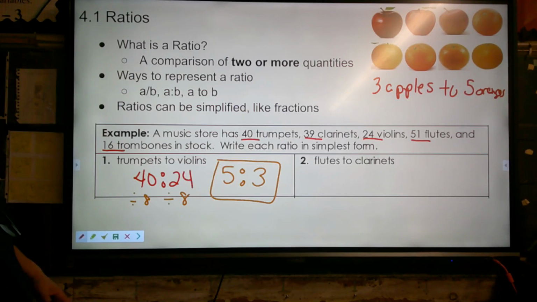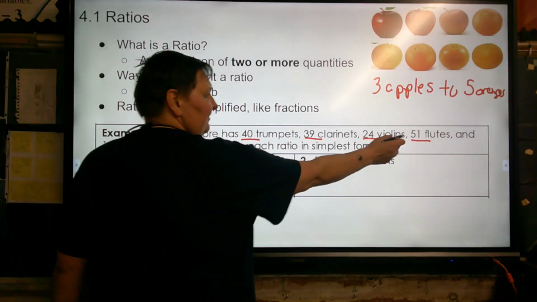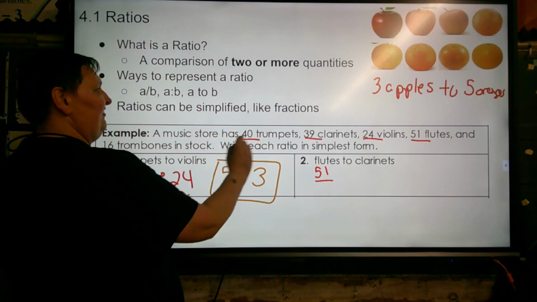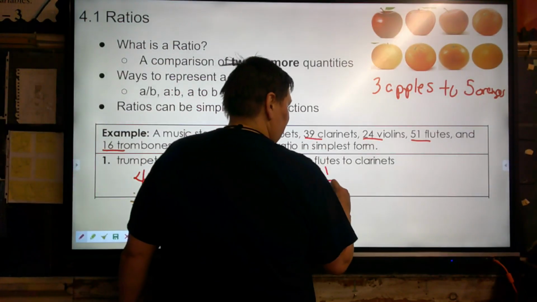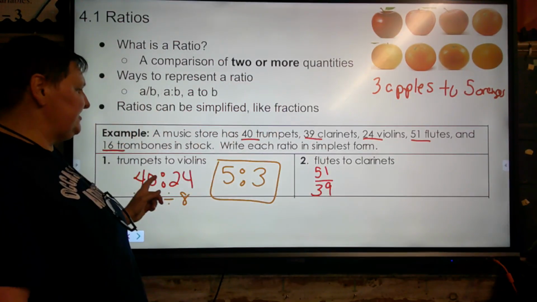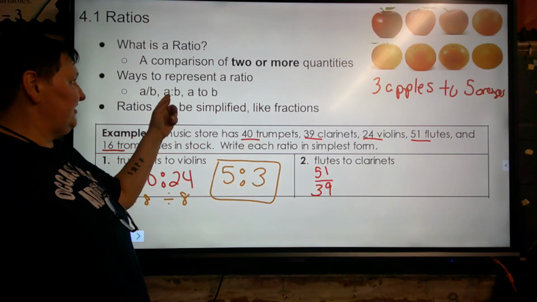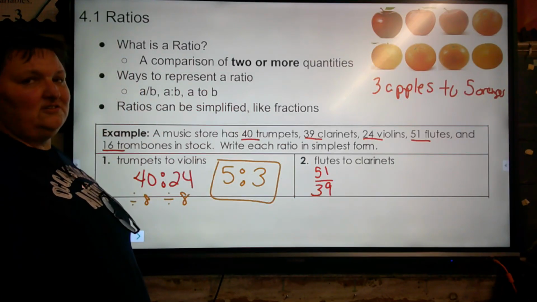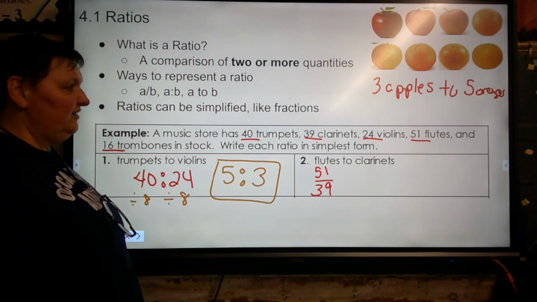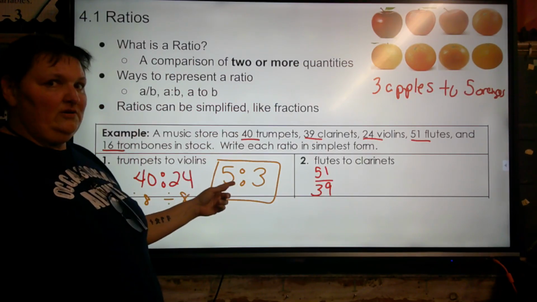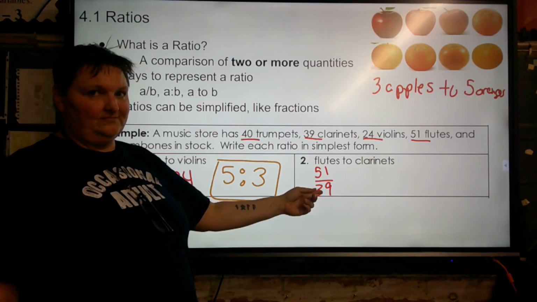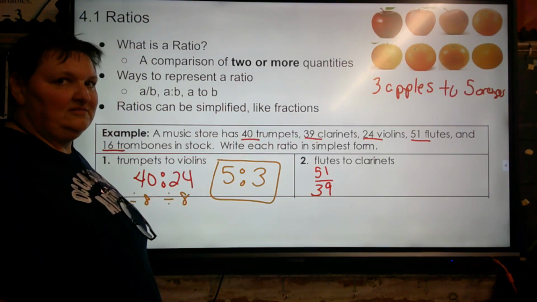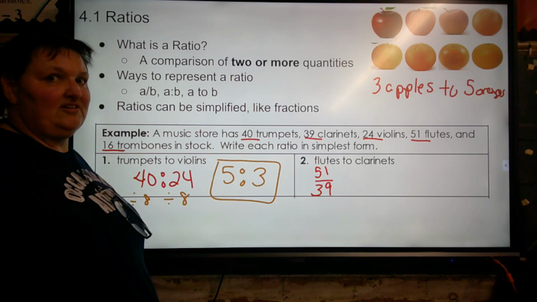All right. Number 2, flutes to clarinets. 51 over 39. You'll notice how this one I wrote as a ratio like this, and this one I wrote as a ratio like this, whichever makes sense to you. As long as you can remember that a ratio can be written as a fraction. That's important. A ratio can be written as a fraction. Write it down. I'll be looking for that.